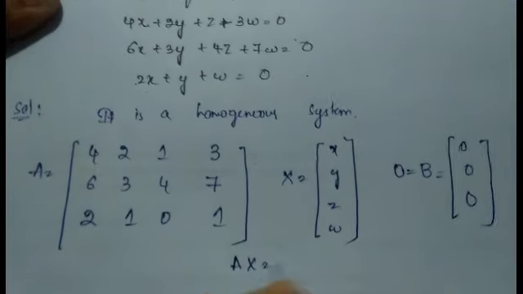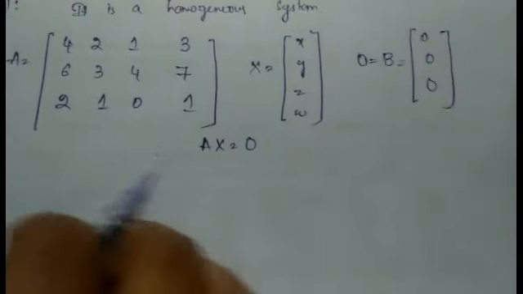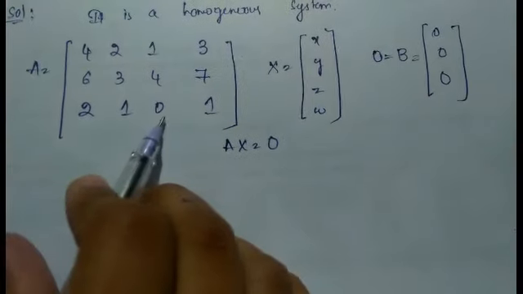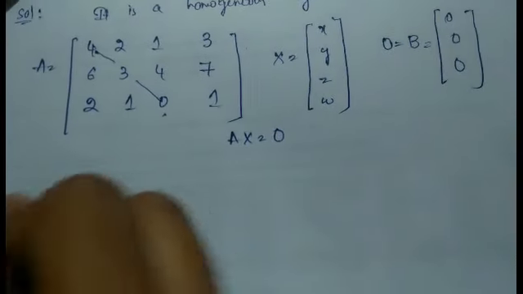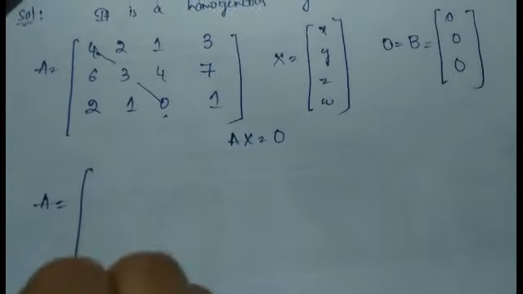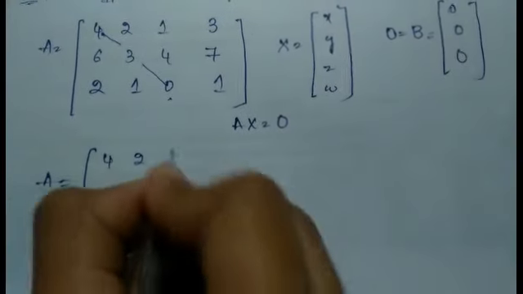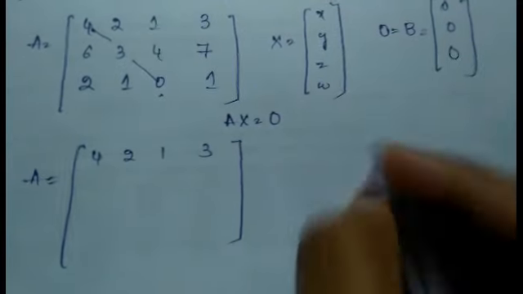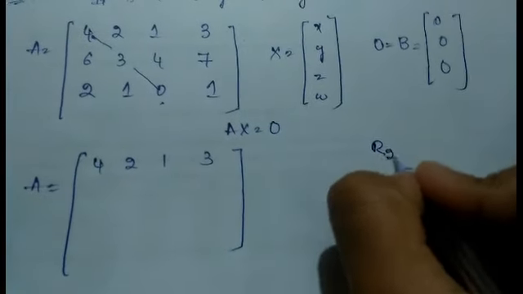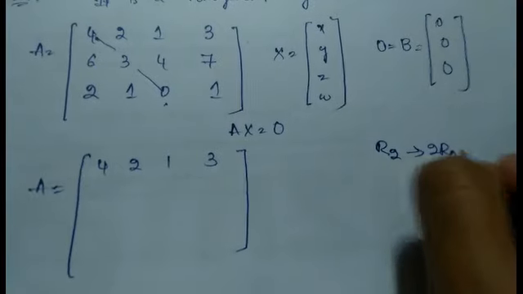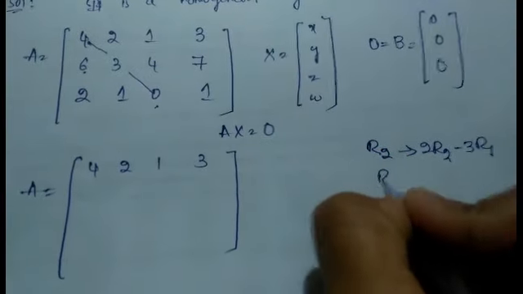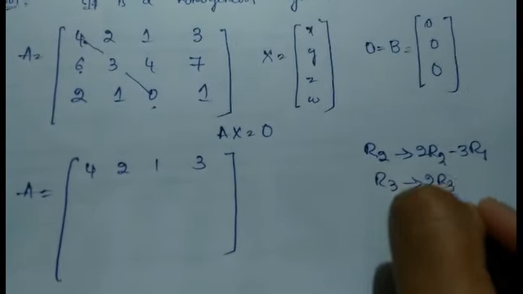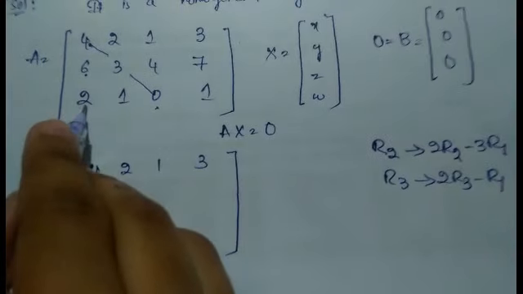This is of the form Ax is equal to 0. Now reduce this matrix into echelon form to find its rank. Row operation follows as R2 implies 2R2 minus 3R1 to make this element 0, and another operation R3 implies 2R3 minus R1 to make this element 0.